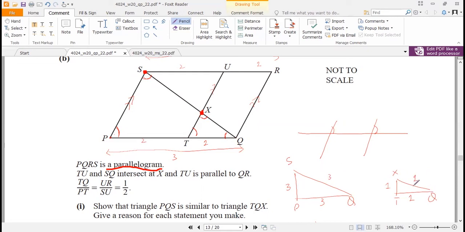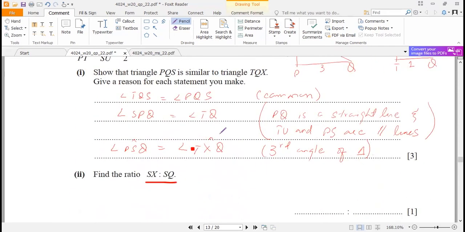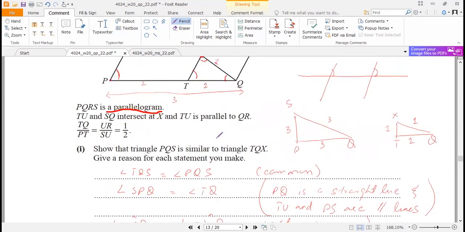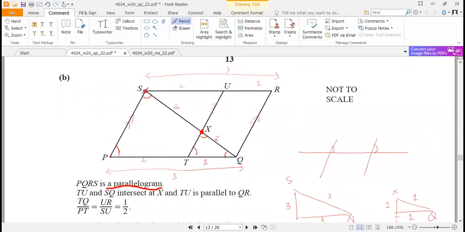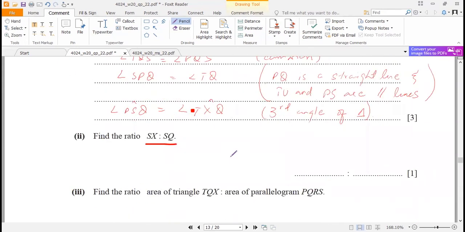So we can say that XQ is also 1 and SQ is also 3. Okay, so it means that SQ is 3. If here it is 1, so there will be 2, so that SQ will be 3. So the ratio of XQ to SX will be 2:3, because SX is 2 and SQ is 3. 2:3.